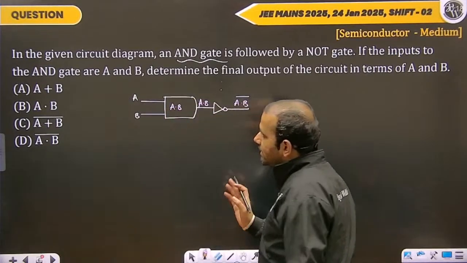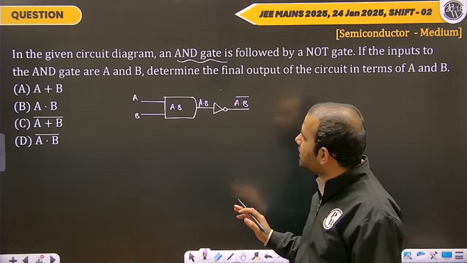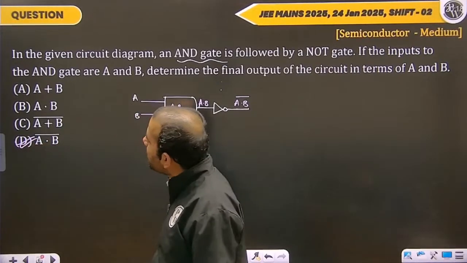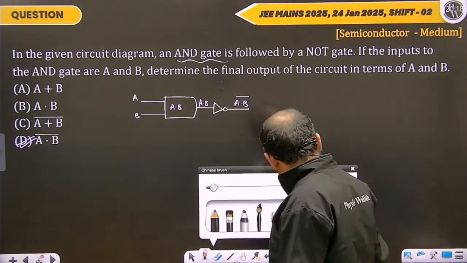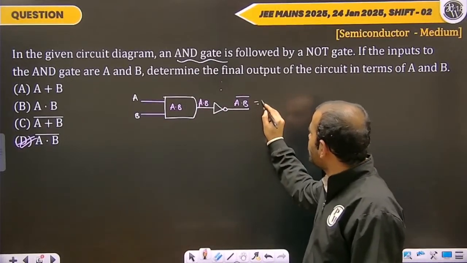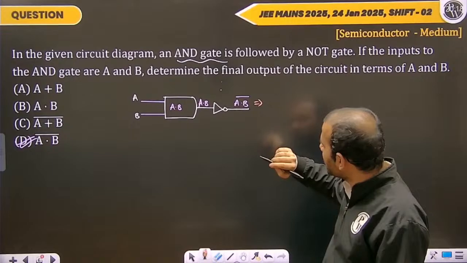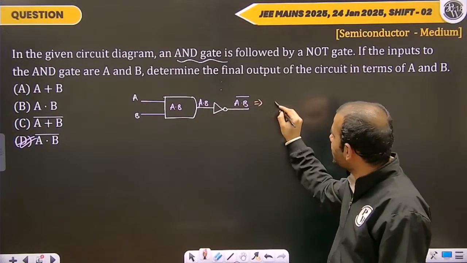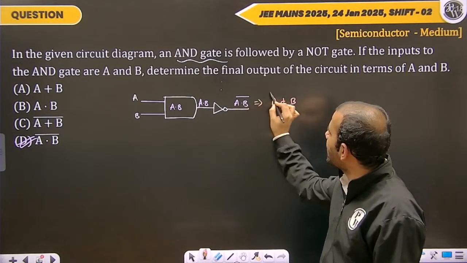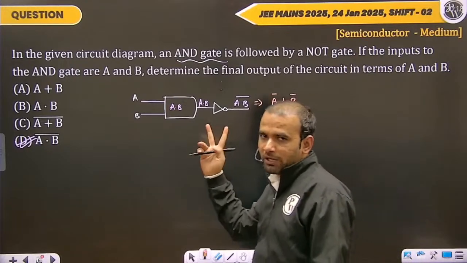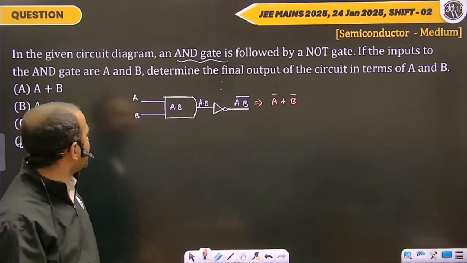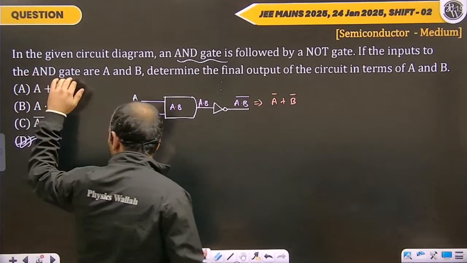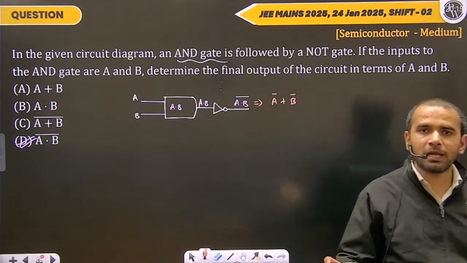Now, if we see the options, definitely AB bar is correct. Apart from that, one more thing could have been the answer if you use De Morgan's law. In De Morgan's law, the product operator changes into the addition operator, that is A plus B, and the bar is distributed among both the variables. But here there is no option like A bar plus B bar. So the answer will be AB bar, right?